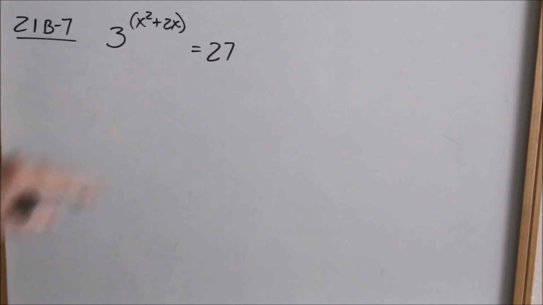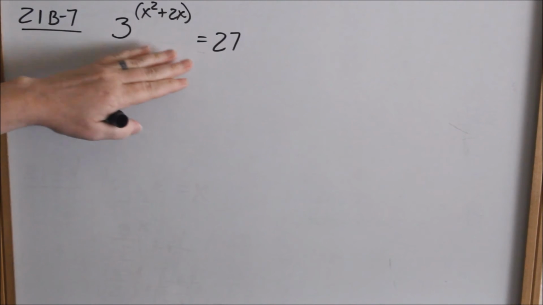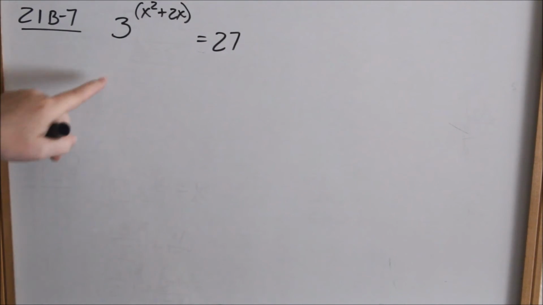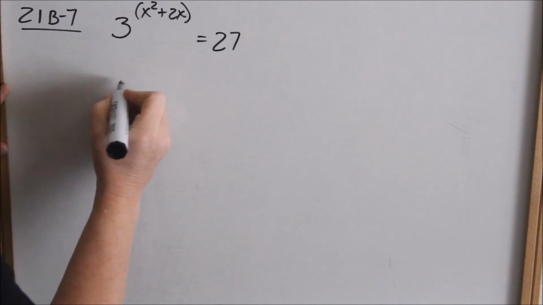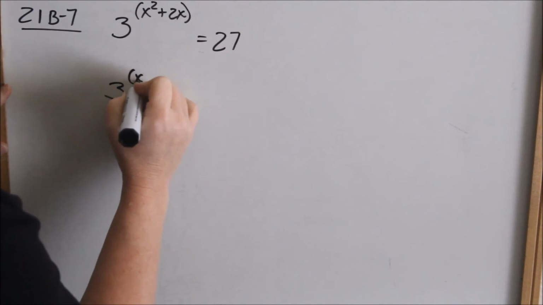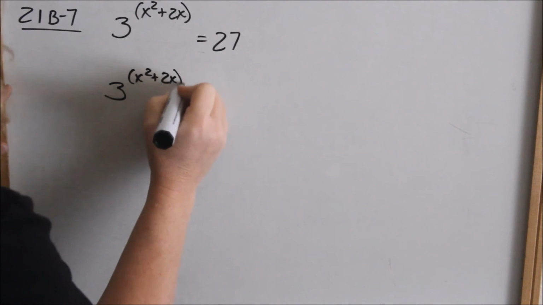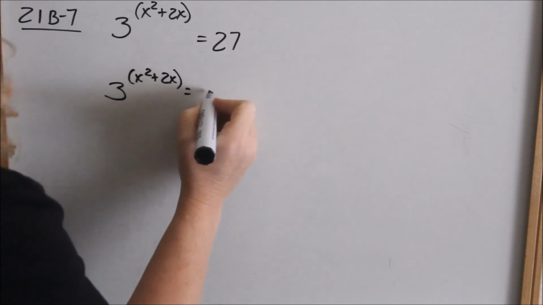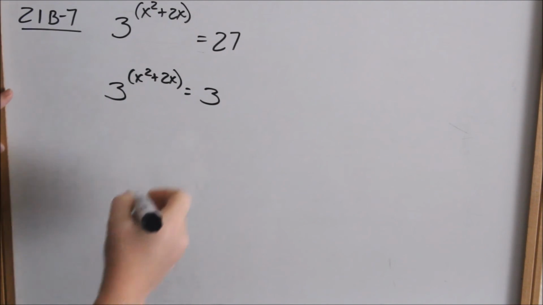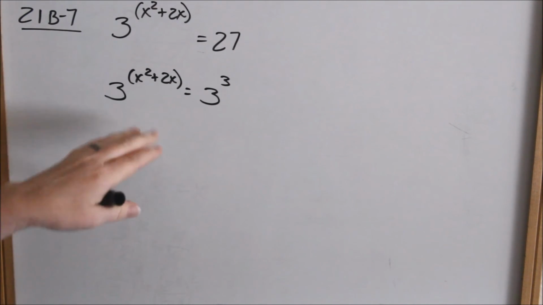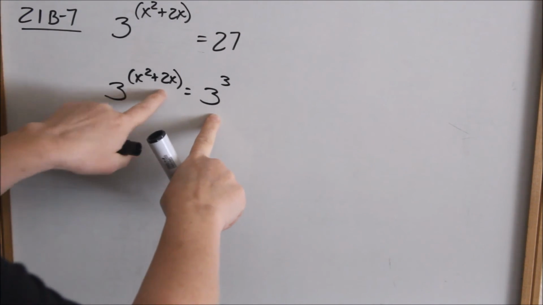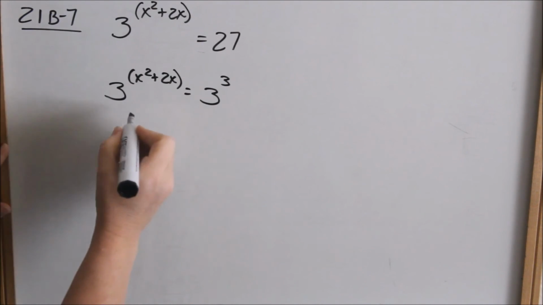Okay, now looking at 21B7. This is an exponential form. When it's already in exponential form, the best way to solve these is to put these in the same base. So on the left, I have a base of 3. So on the right, I want to put 27 into a base of 3. 3 to the what is 27? That would be 3 cubed is 27. So now that my bases are the same, I can set my exponents equal to each other.